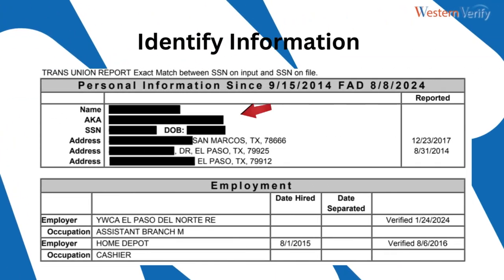Section 1 is identifying information. What it includes: Names reported by data furnishers. This section lists all the names associated with the credit history. It helps verify your identity and ensures the report belongs to you.